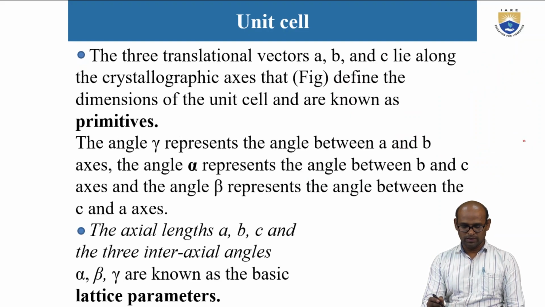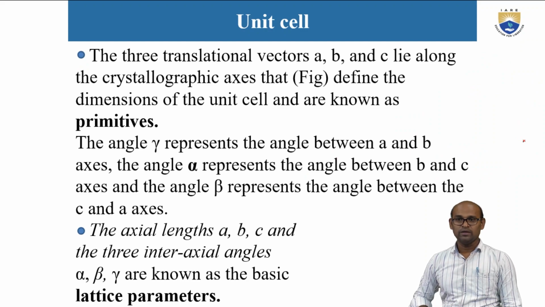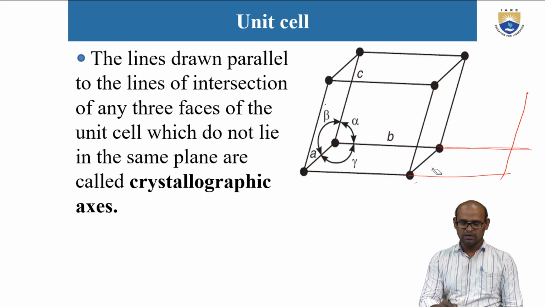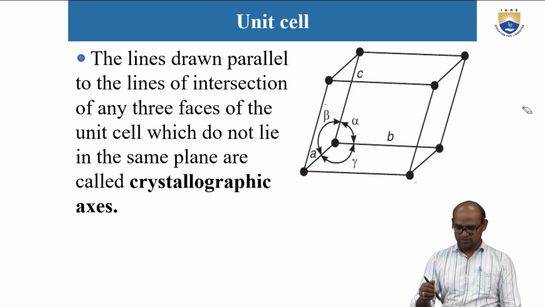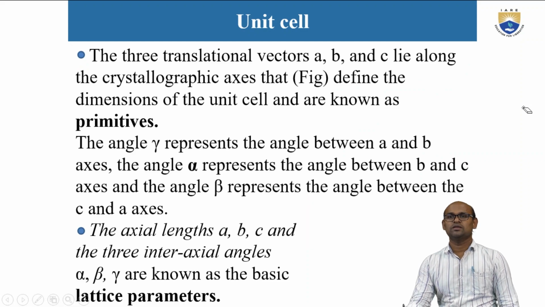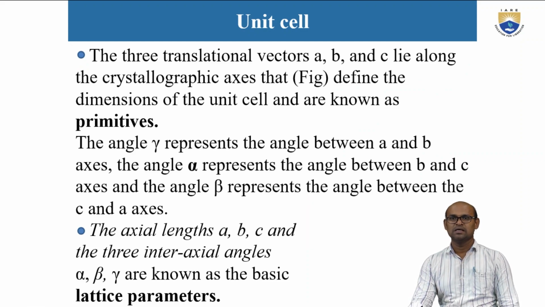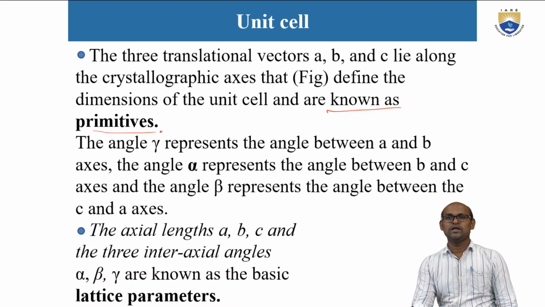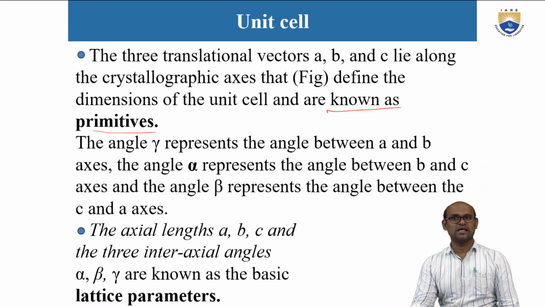Okay, if you have any one more thing there, then you can draw this, right? So by repeating this unit cell indefinitely, you are going to generate the crystal structures. The three translation vectors A, B, and C lie along the crystallographic axis that define the dimensions of the unit cell, and these are known as primitives. Primitives are nothing but the translation vectors along the crystallographic axis, and they are going to tell us the length.